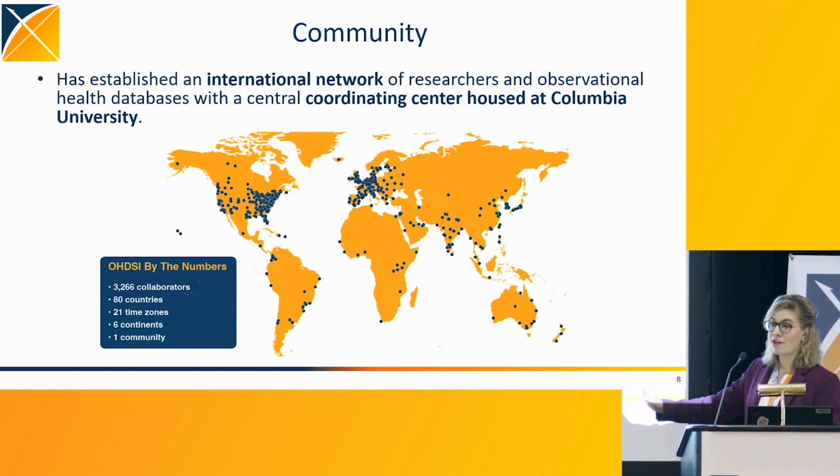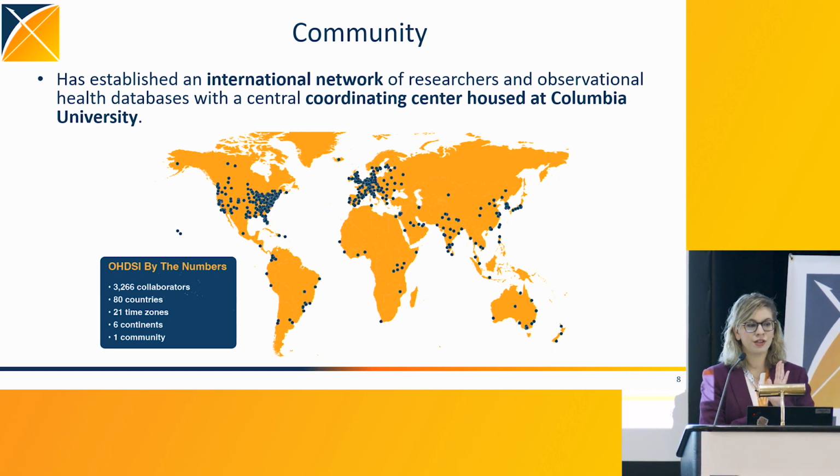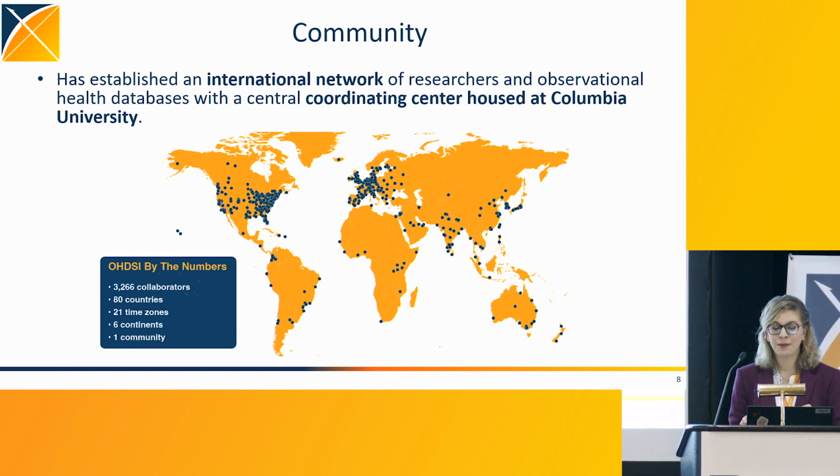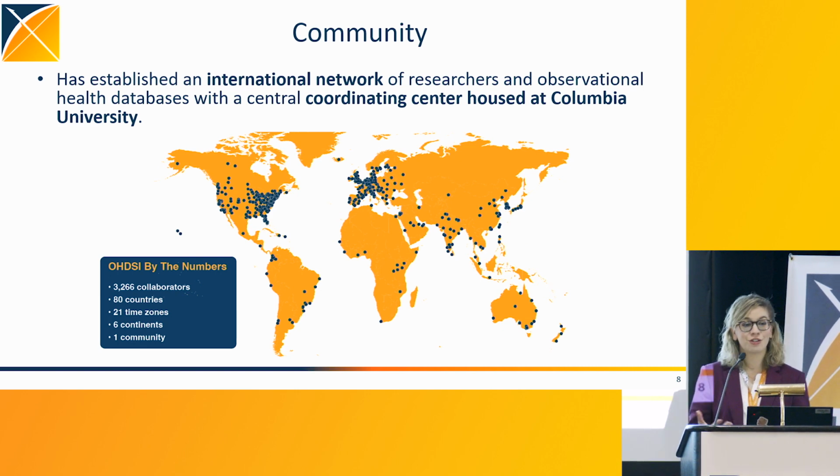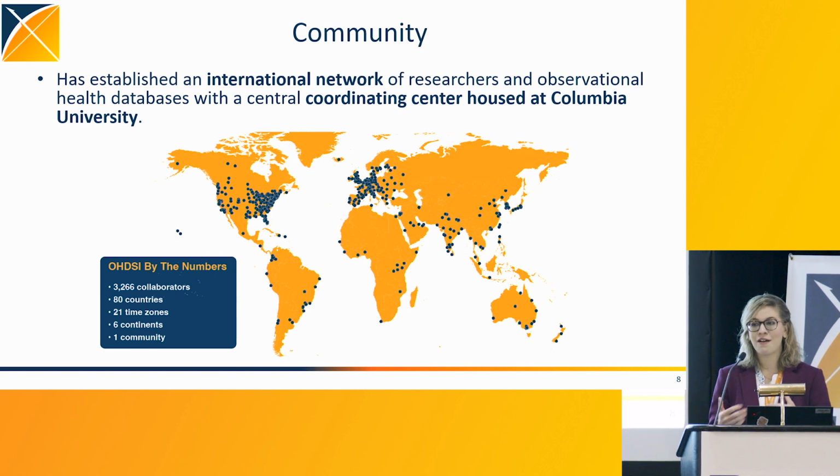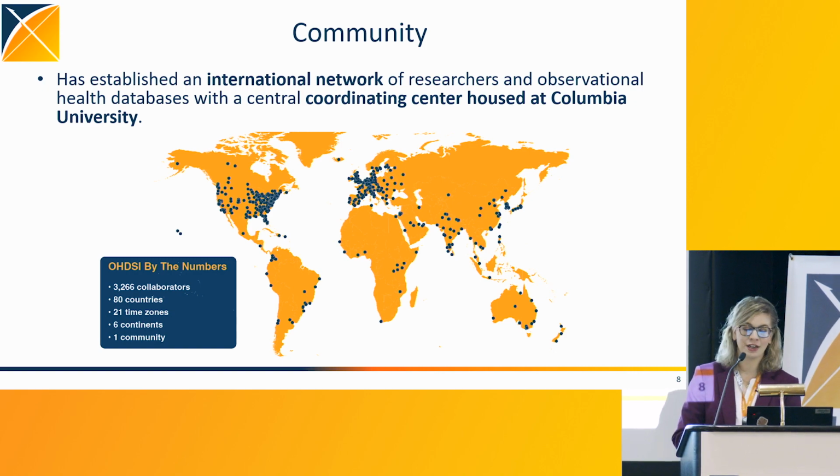The image I have on the slide is last year's image, so the new Join the Journey book that everybody got yesterday has the new image. We're almost at about 4,000 collaborators at this point. I think it's 87 countries or 84 countries at this point. We're still in 21 time zones and 6 continents, but we are one community. We do need a central coordinating center to have one place that gets us organized, and that's not far from here, at Columbia University in New York City.